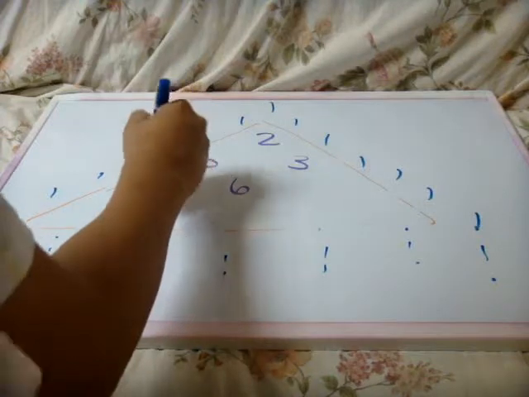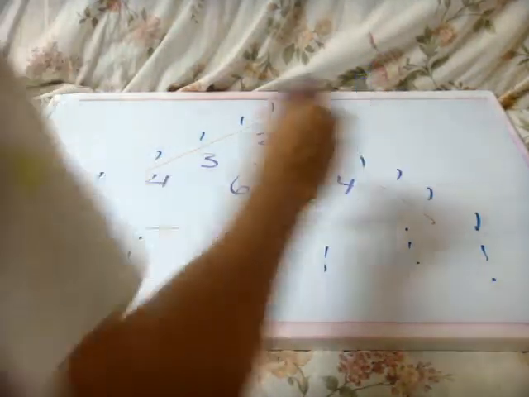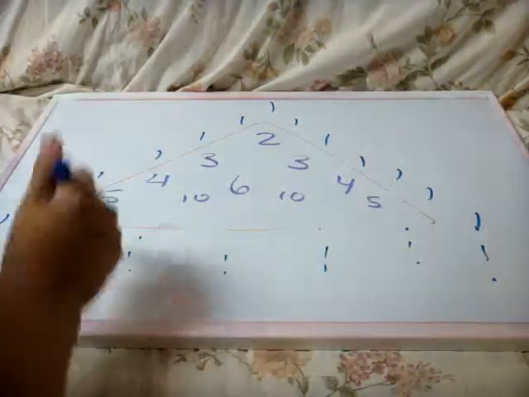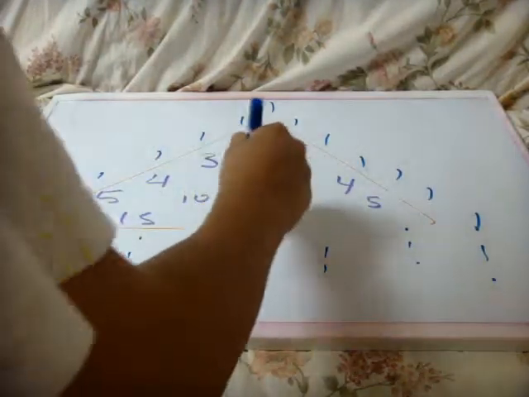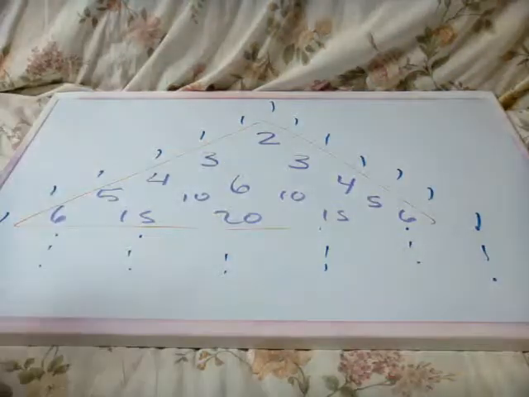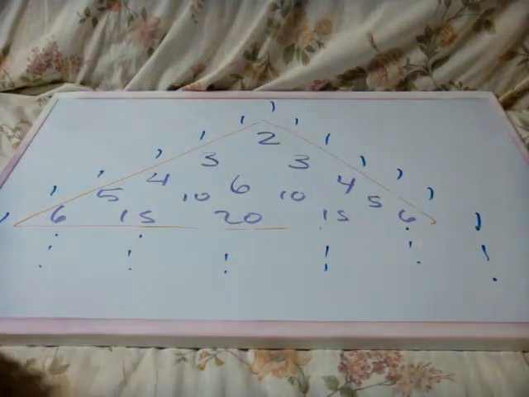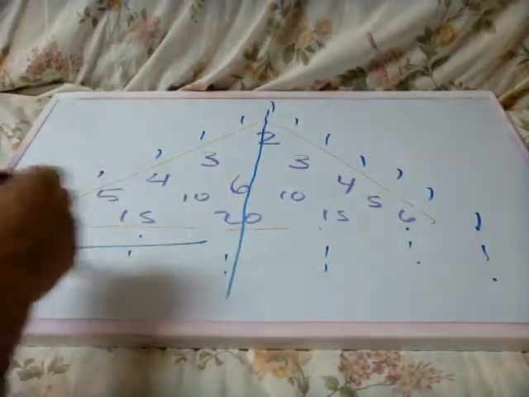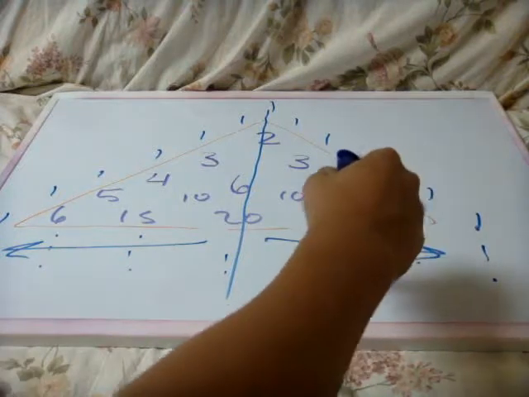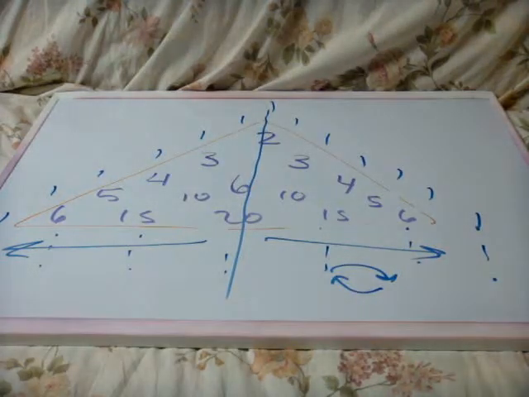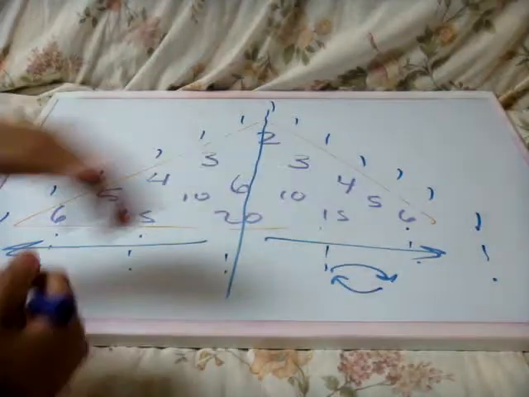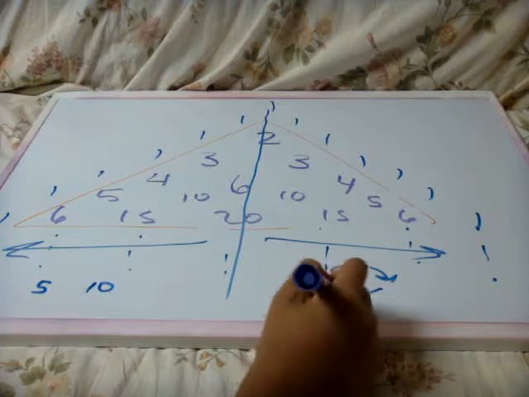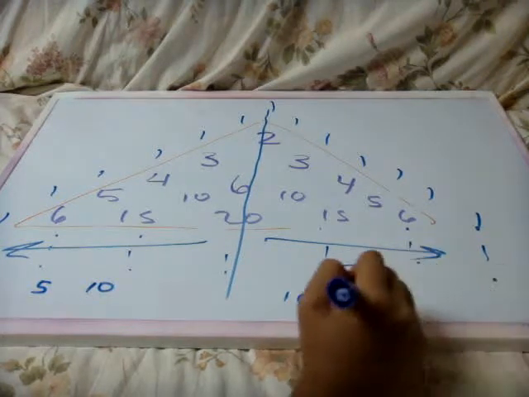1 plus 3 is 4. 3 plus 1 is 4. Then 5, 10, 10, 5, 1. Then 6, 15, 20, 15, 6, 1. The next thing you guys are going to notice is that if I were to split this down the middle, this side is equal to this side, just backwards. So, for example, let's take 1, 5, 10, 10, 5, 1. It's 1, 5, 10, and that's just 10, 5, 1. It's just 1, 5, 10 backwards.